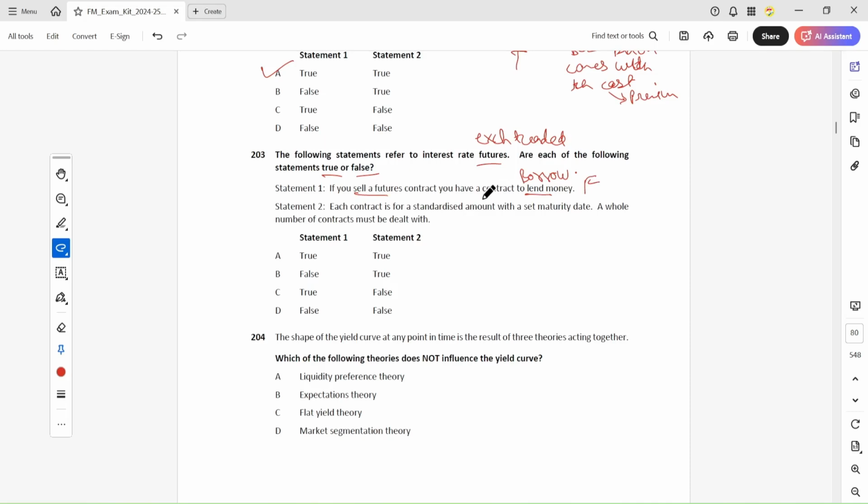So this is false. Each contract is for a standardized amount with a set maturity, and the number of contracts must be dealt with. Yes, true, because it is exchange traded and it is a standardized contract in which the amount, time, and maturity are already defined. Okay, so the first one is false and the second one is true.